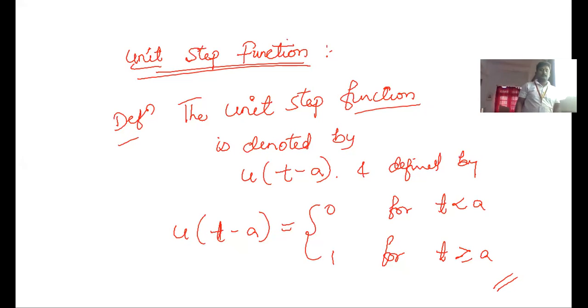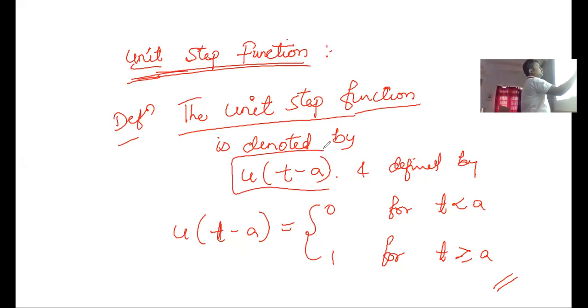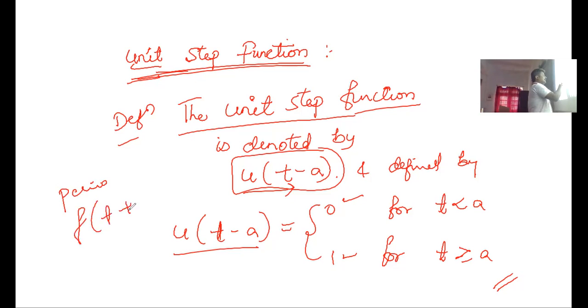In the last class, we saw the definition of the unit step function. Today I'm going to repeat the definition once more. The unit step function is denoted by u of t minus a, and it is defined by u of t minus a is equal to 0 and 1. You guys already know that a periodic function with period t satisfies f of t plus t.